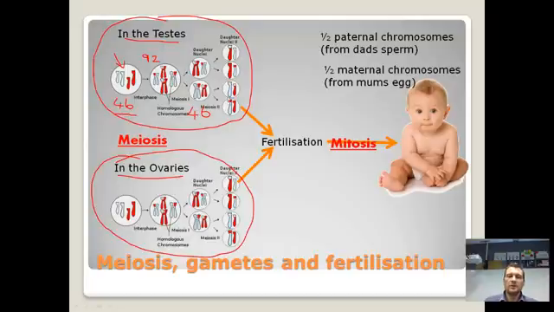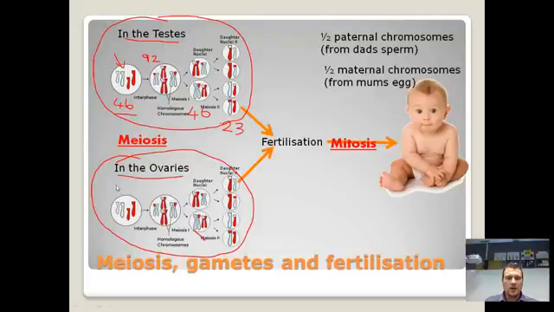But the difference here is that these cells divide again, but we don't get any DNA replication occurring at this stage. So the number of chromosomes halves again. So we end up with 23 chromosomes in our gametes. Now, the same process occurs with the female.